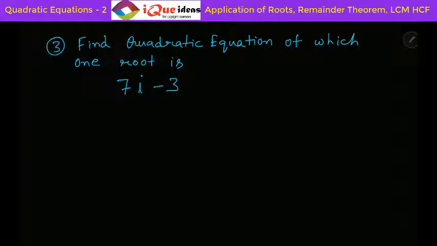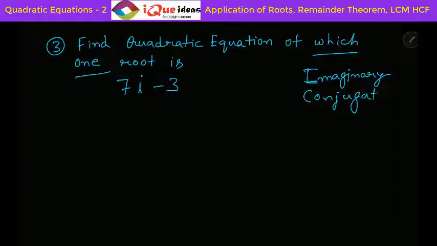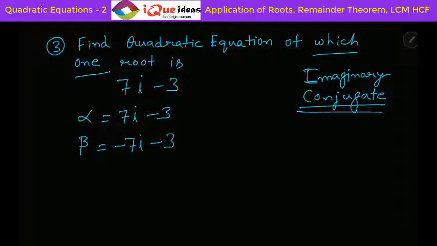All right. Now let's take up this question. It says find the quadratic equation of which one root is 7i minus 3. Now 7i minus 3 is an imaginary root. So we know that imaginary roots are also conjugate. And how do we find the conjugate? Just change the sign of the imaginary part. Here, if I take one root as 7i minus 3, the other root, let's say beta, will be equal to, we have to change the sign of the imaginary part. So 7i is the imaginary part, so it becomes minus 7i. And the other part remains as it is, so minus 3.